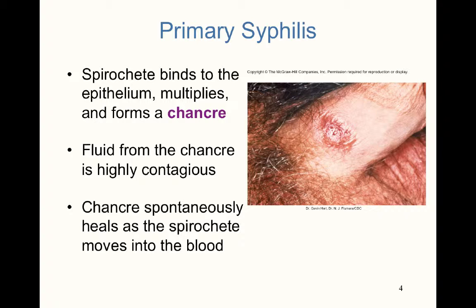So it starts off first with the primary stage, and the major symptom here is a canker that will last anywhere from 7 to 10 days. So the spirochete will bind to the epithelial cells, multiply, and form this sore, and the fluid that drains from the canker is highly contagious. Now, this canker will heal, and then the spirochete will move into the blood.